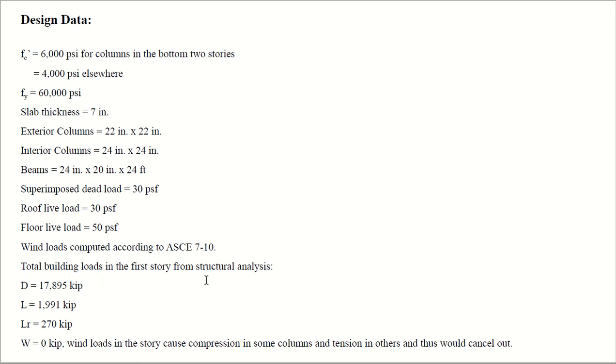Total building loads in the first story from structural analysis are dead load 17,895 kip, live load 1991 kip, roof live load 270 kip, wind load is equal to 0 kip. Wind loads in the story cause compression in some columns and tension in others, and thus would cancel out. Okay.